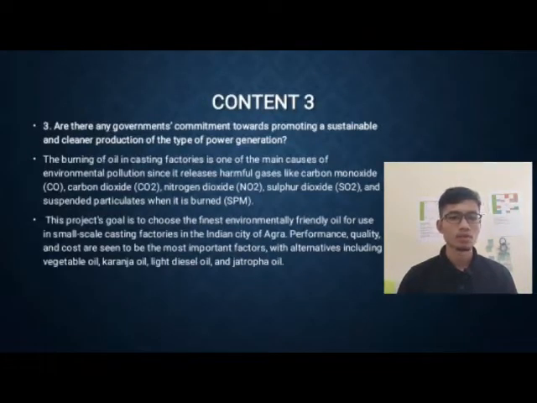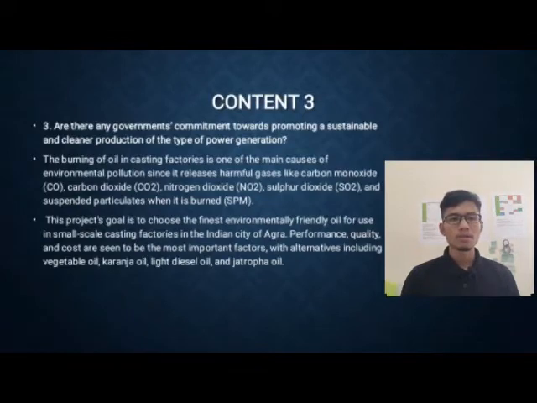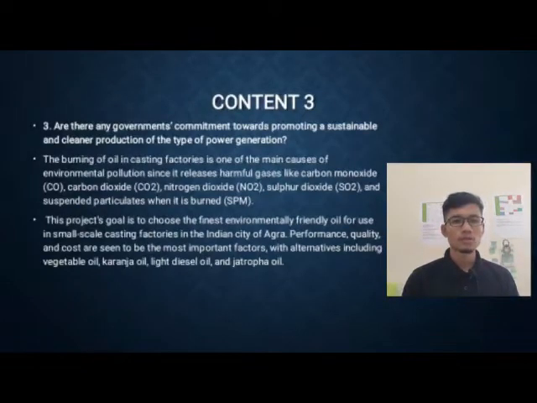This project's goal is to choose the finest environmentally friendly oil for use in small-scale casting factories in the Indian city of Agra. Performance, quality, and cost are seen to be the most important factors, with alternatives including vegetable oil, karanja oil, diesel oil, and jatropha oil. The government that commits toward promoting a sustainable and cleaner production of this type of power generation is India. I choose India because India ranks as the second largest casting producer, with an estimated 7.44 megatons of various grades of castings produced as per international standards.